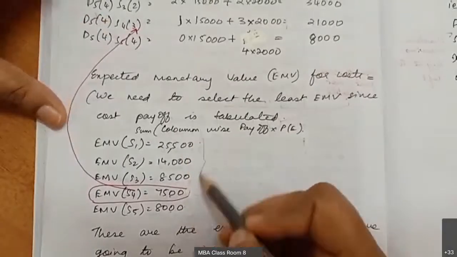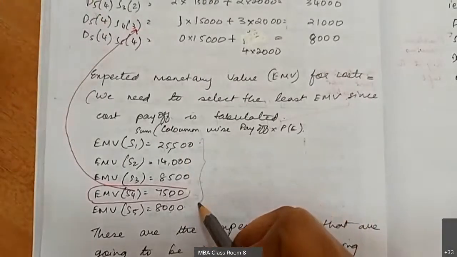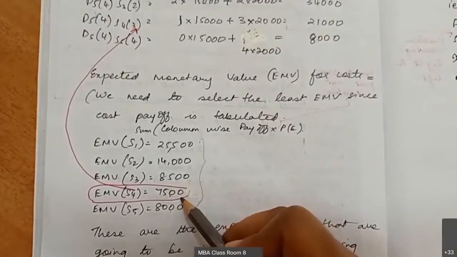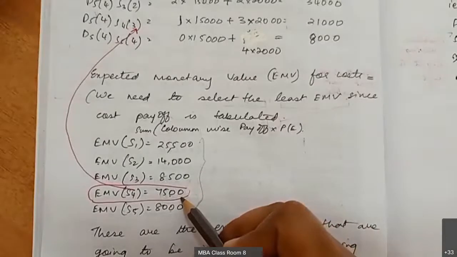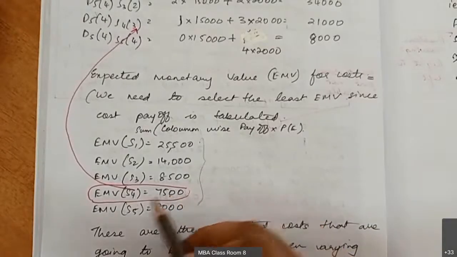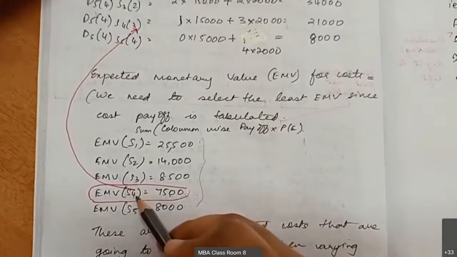Be very careful. We have taken the cost matrix. Because we have taken the cost matrix, we have to take the smallest value. In the previous cases, we took the profit matrix, so we took the biggest value, but in this case it is cost. So take the smallest value. Smallest value is 7,500, if we buy S4. S4 is our strategy.